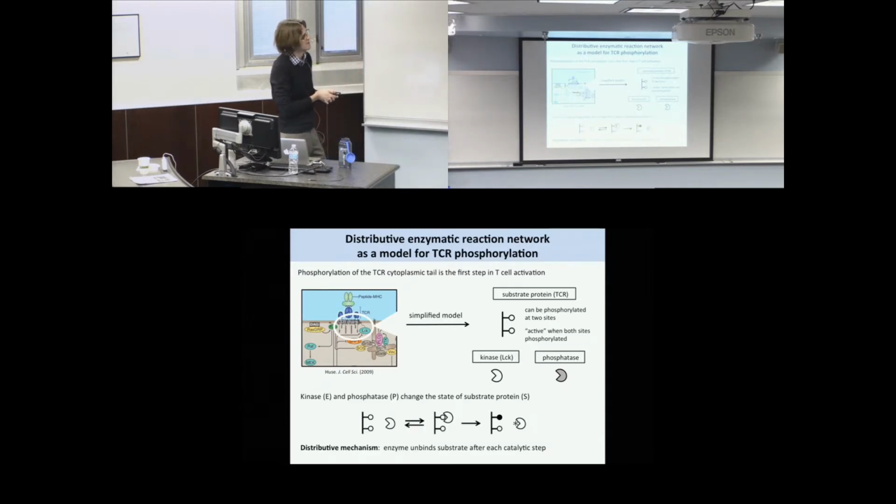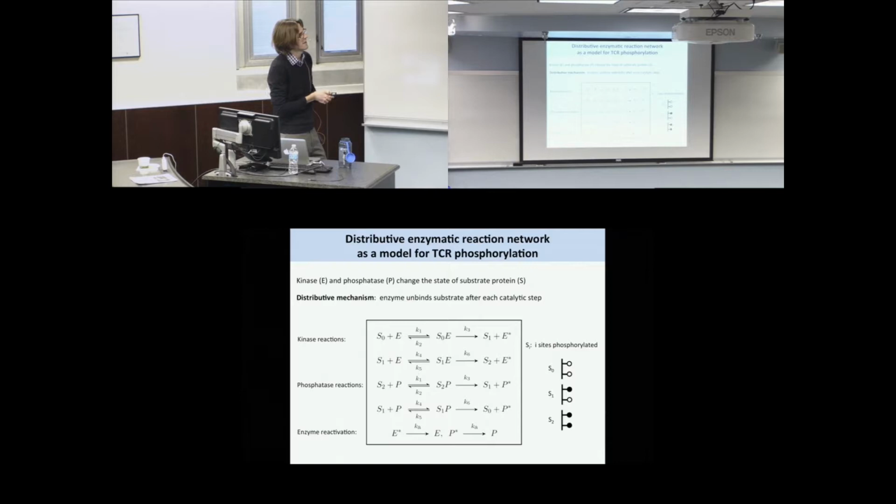Okay, so here's the cartoon of what happens. We have this protein. It can bind a kinase, so one of these sites will bind it. It can then either unbind or it can chemically modify that site. Okay, so that's the method. And if we write it out as a chemical reaction network, this is what I mean by a chemical reaction network.